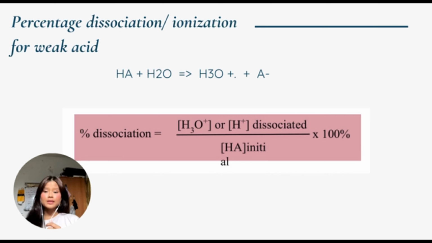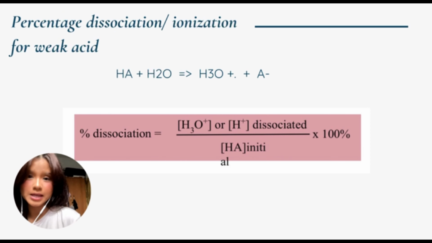Now, what you guys are looking at is the formula of how we find the percentage of dissociation. Looking at the chemical reaction for a weak acid, what is HA? Here, HA is the weak acid. It reacts with water to produce hydronium ions, and the conjugate base is A-. The percentage dissociation is calculated by comparing the concentration of dissociated ions to the initial concentration of the acid.